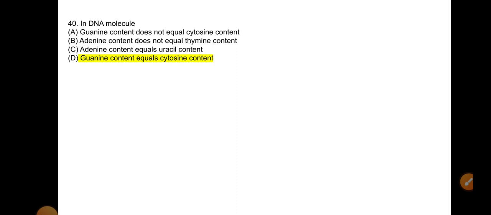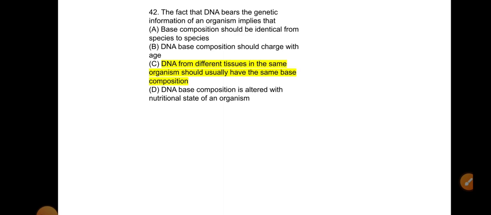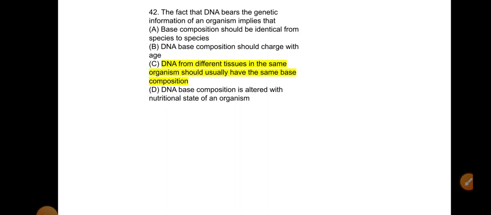That is, any double-stranded structure will follow Chargaff's rule. 41, DNA rich in GC base pair has 3 hydrogen bonds. 42, the fact that DNA bears the genetic information of an organism implies that DNA from different tissues in the same organism should usually have the same composition. 43, the width or helical diameter of double helix in B form of DNA is 2 nanometers.